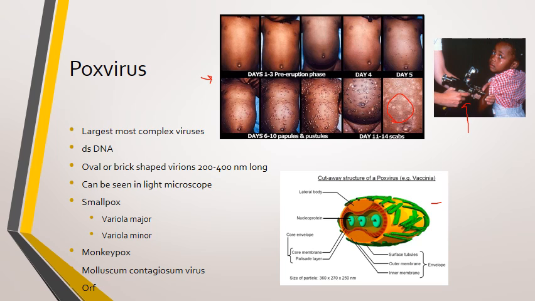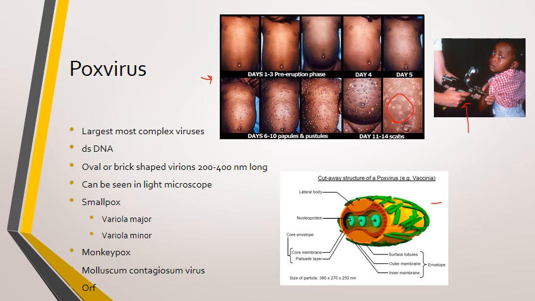The pox virus, yet another very famous virus. We still have to study it. This family contains one of the most feared viruses, smallpox. The virus itself is very large. It is the largest and most complex structurally of the viruses that infect humans. It does have a double-stranded DNA genome. And you can see the shape of the virus.